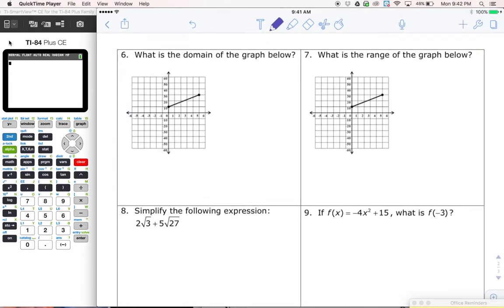So 6 and 7, hopefully you guys notice we've got the same graph here. Problem 6, we're finding the domain and range, and problem 7, we're finding the range. So in problem 6, let's not forget domain means x. What are all the x's? And range means y. All right.